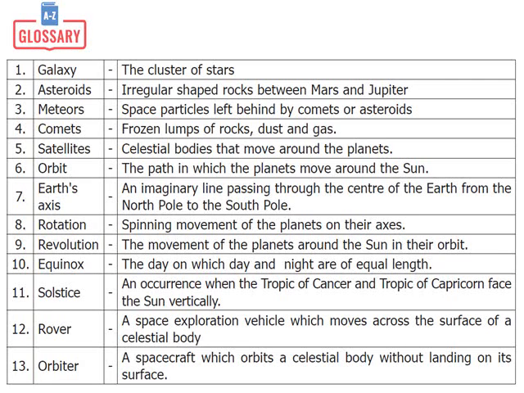Rover. Rover is a space exploration vehicle which moves across the surface of a celestial body. Orbiter. Orbiter is a spacecraft which orbits a celestial body without landing on its surface.